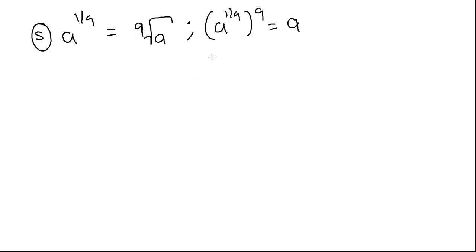So then that means that, from rule 4, a to the power of 1 over q is the qth root of a. Because if I take the qth root of both sides, then I'll end up with a to the power of 1 over q on the left hand side and the qth root of a on the right hand side. So therefore a to the 1 over q is the qth root of a, which is all that rule number 5 is telling us.